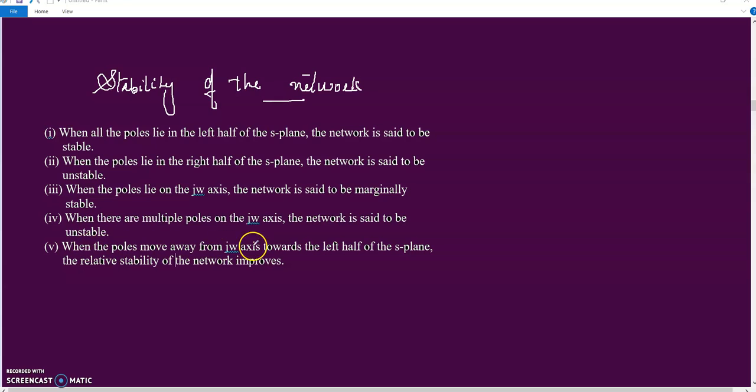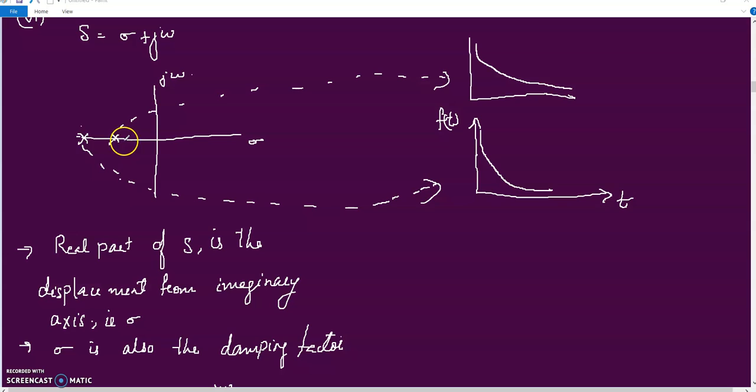When the poles move away from the j-omega axis towards the left half of the S-plane, the relative stability of the network improves. Here we can see that as the pole moves away from the imaginary axis, it decays fast. That means it is becoming stable faster than the pole which is nearer to the imaginary axis. The response for the pole nearer to the imaginary axis decays slower. So therefore, the one farther away is more stable.